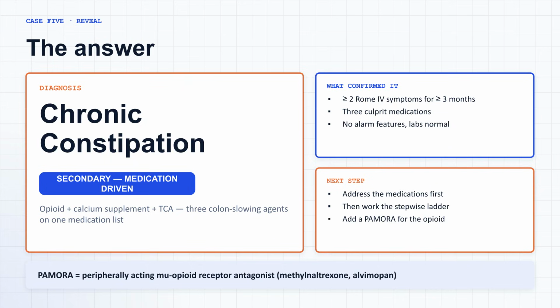Count them: an opioid, a calcium supplement, and a tricyclic antidepressant. All 3 slow the colon. She also meets the formal definition on symptoms alone. Fewer than 3 bowel movements per week, straining, hard lumpy stools, a sense of incomplete evacuation, and manual maneuvers to assist defecation. She has no alarm features, and her basic labs are normal.